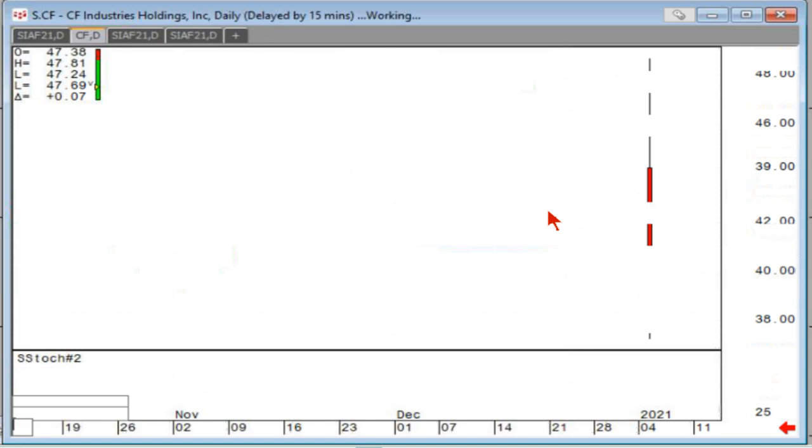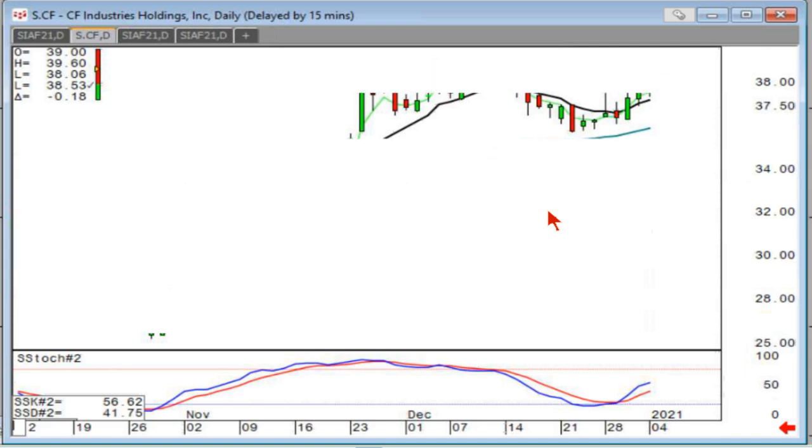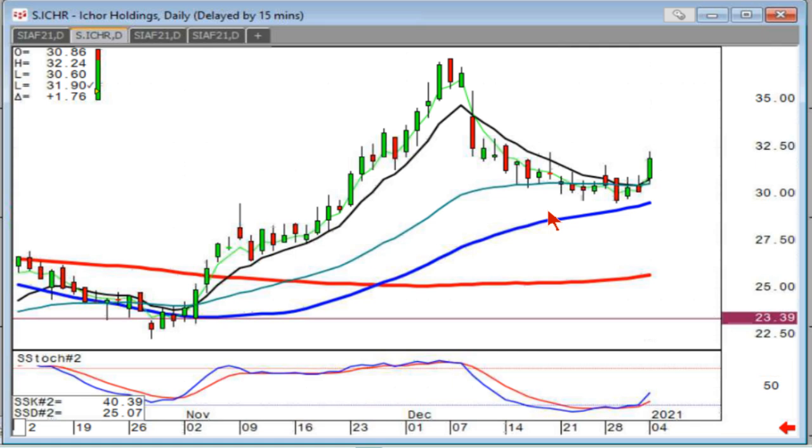CF is okay, another good looking chart. That agriculture. Let's see, ICHR. Another one that's going into wave 3. Bullish Harami, inverted hammer. First target up here. Second target, the magnitude.